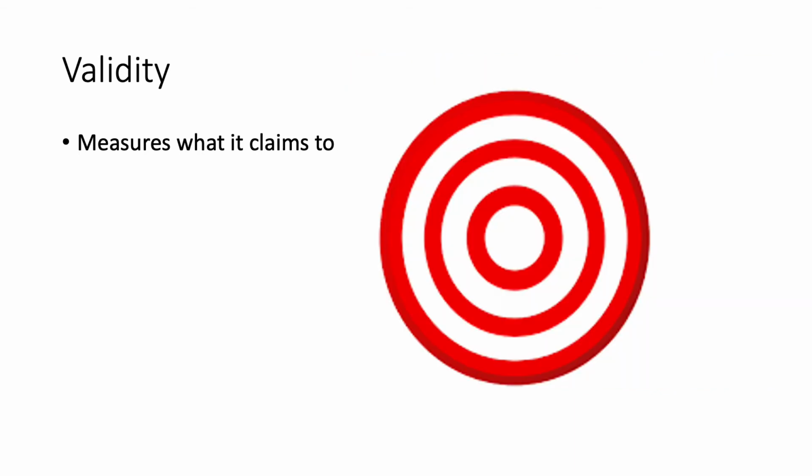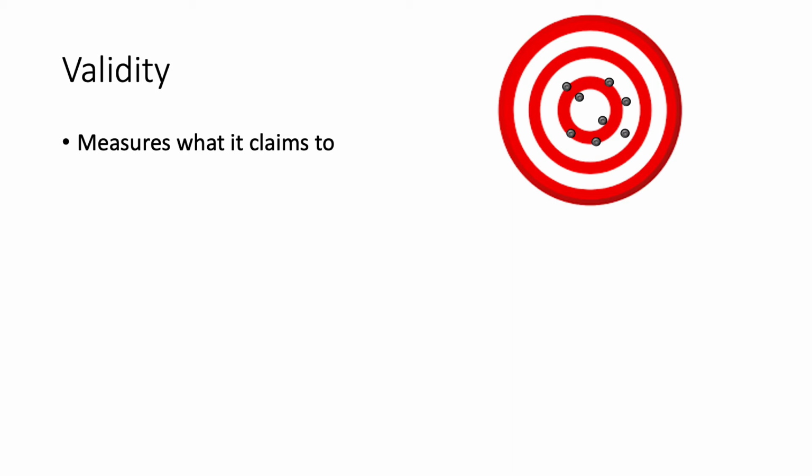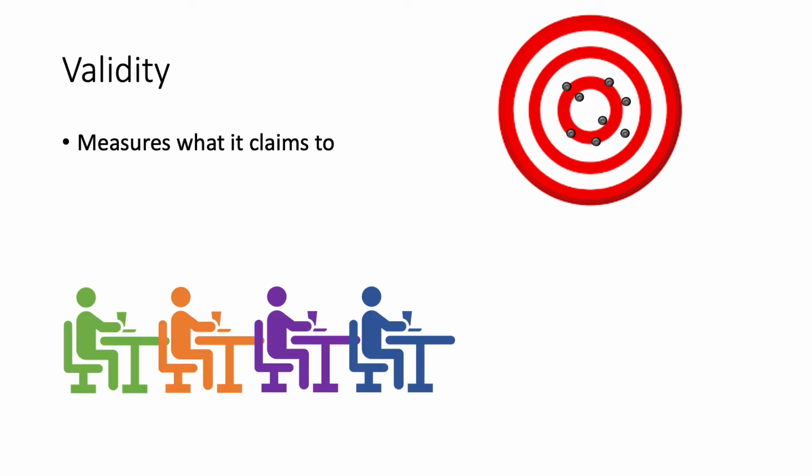Going back to the target example, if this is my goal, if I've got a valid shooter or a valid instrument, I want my arrows to fall in close to that goal. So let's go through some examples. If I've got an instrument that measures how much third graders' reading improves, I've got some kind of instrument that measures that at the end of the year. And so I can get scores for each student.